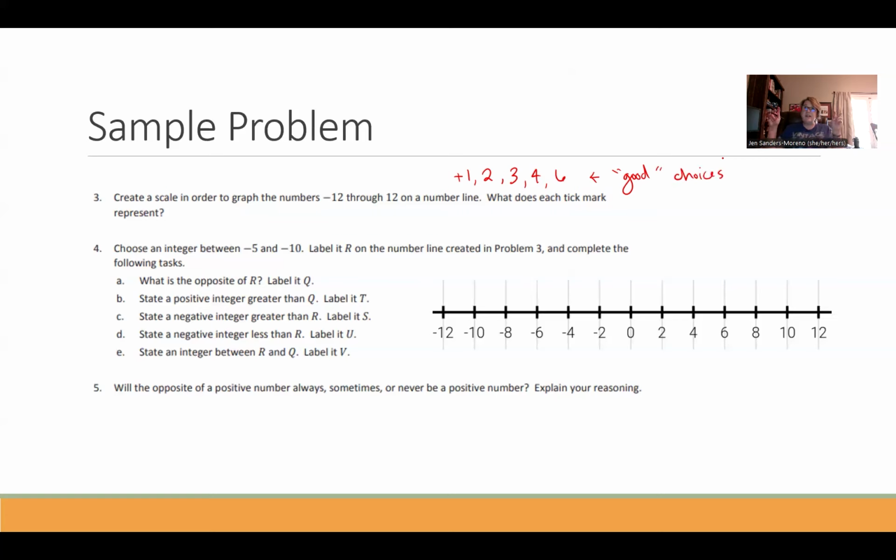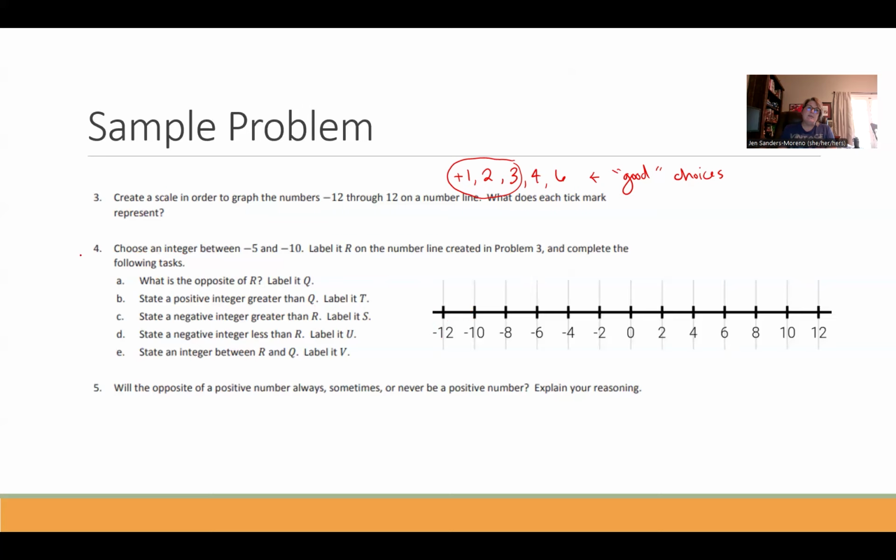And I put good in quotation marks because we aren't told how much detail we want to put in, so maybe it'd be better to do the smaller numbers versus the bigger. So talking about the positives and negatives, the pros and cons about which scale to choose. Okay. Now, you can see by my picture that I chose every two. So here's my number line for every two.